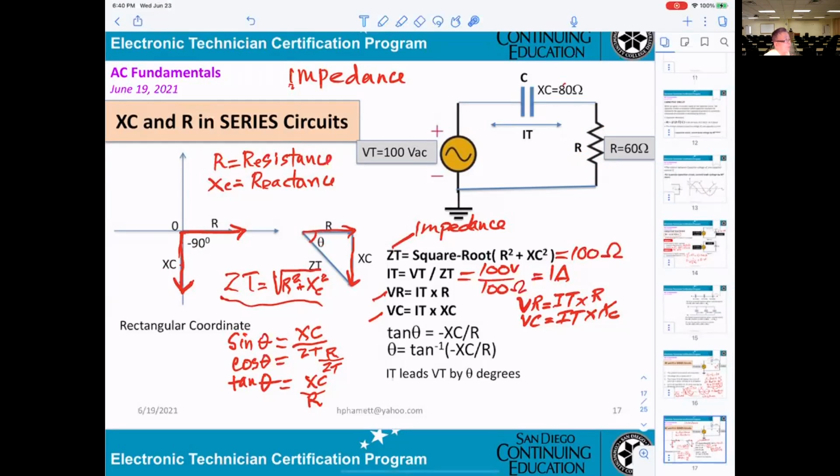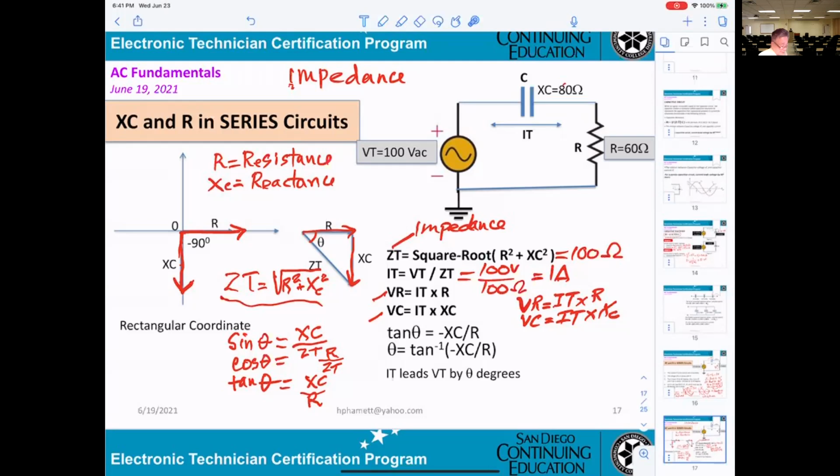So that angle stands for the angle difference between what? VT and IT. VT and IT are not in phase, but they cannot be 90 degrees; it depends on R and XC, but they differ. So that's why the phase angle here means the angle between the total voltage and the total current. And since we're dealing with a capacitor, the total current is leading, correct?